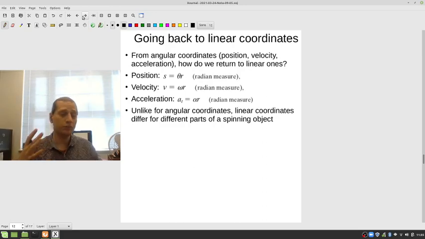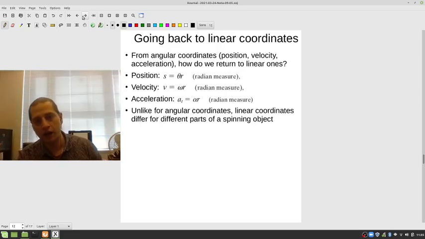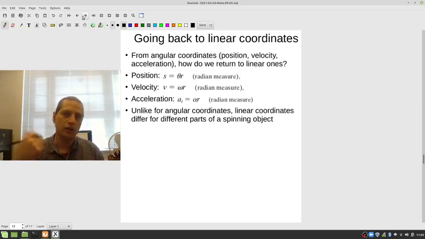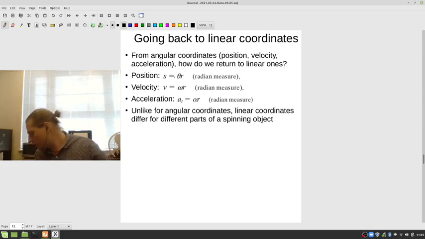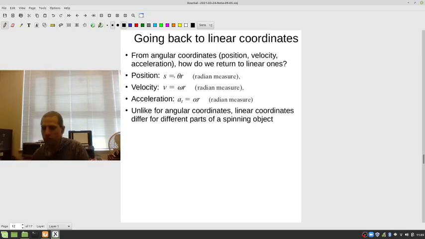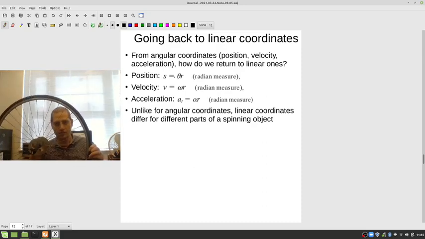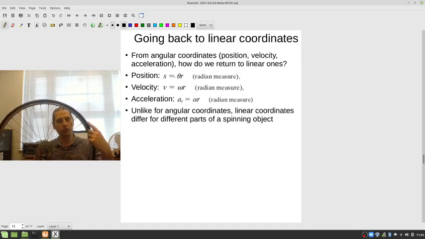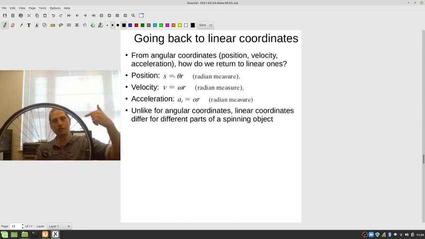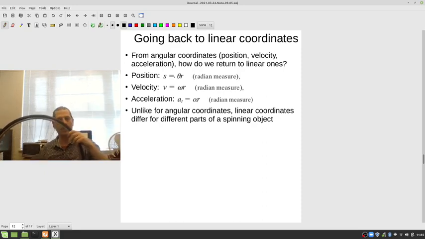Okay, so we've talked about how to move from our linear models to our angular models. Now, the next thing I'd like to address is how do you go back? It turns out it's pretty easy to go back because once you have your angular position, you can ask, how far did I actually move? So if you have 6 radians, how far did you actually move around in terms of actual distance? You just have to take that times the radius.